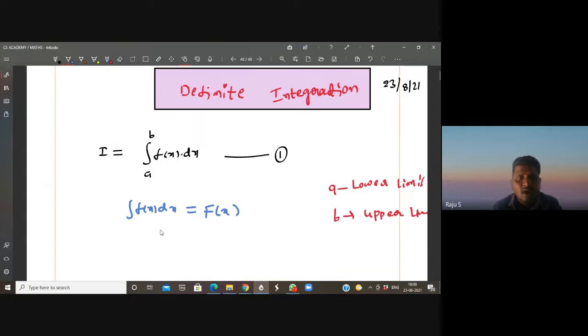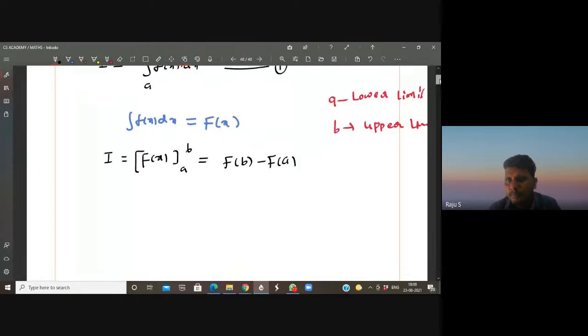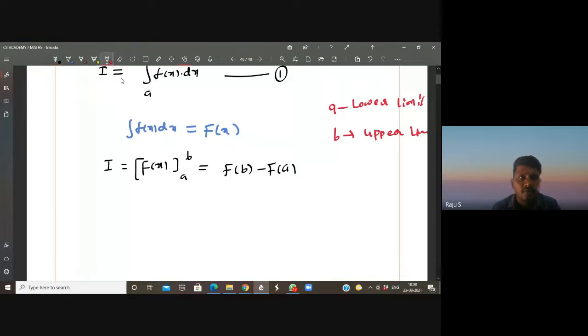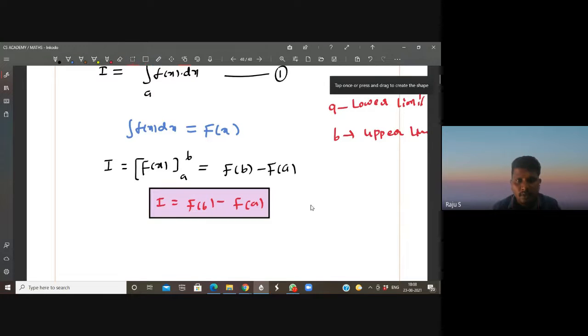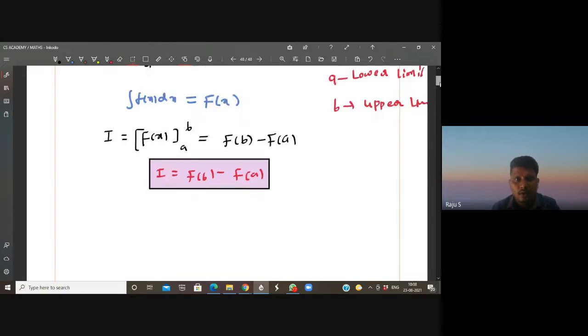So after finding capital F of x, I is equal to F of x from a to b. Now you can substitute the upper limit first: F of b minus F of a. So this will give I is equal to F of b minus F of a. Right, students, I is equal to F of b minus F of a.